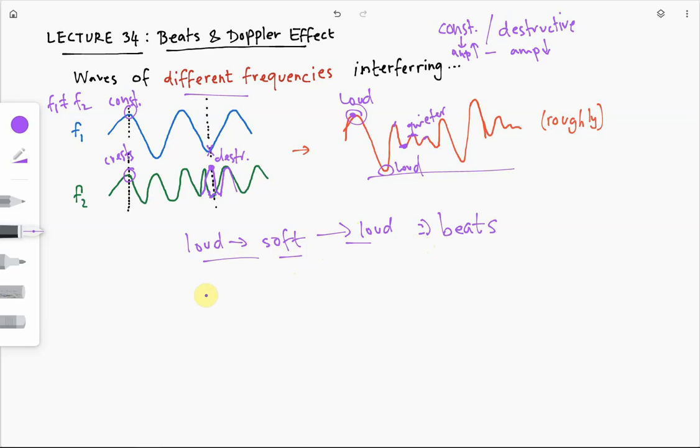And we can define a beat frequency, call it f beat, and that is given to us as the absolute value of the difference between the two frequencies of the two interfering waves. So f beat equals the absolute value of f1 minus f2. It is an absolute value because it doesn't really matter which one is greater. What matters is we get an overall positive value. Now, to test our understanding of this, let's look at an example.